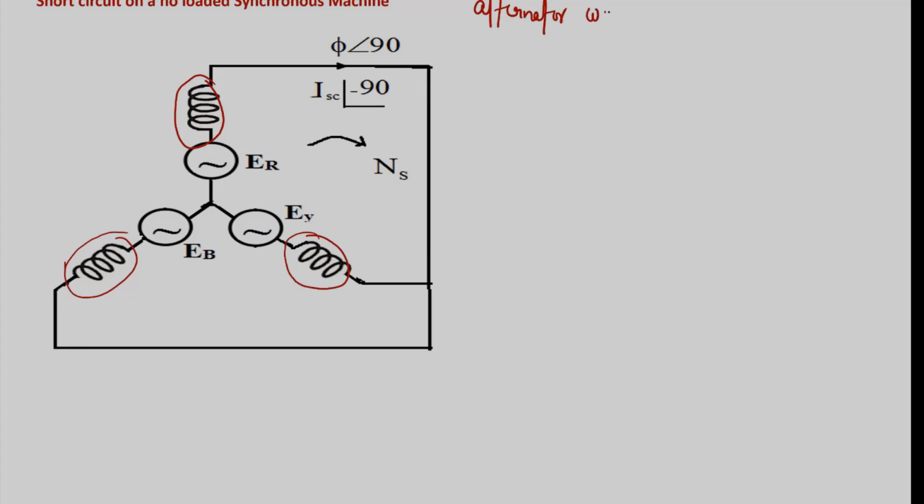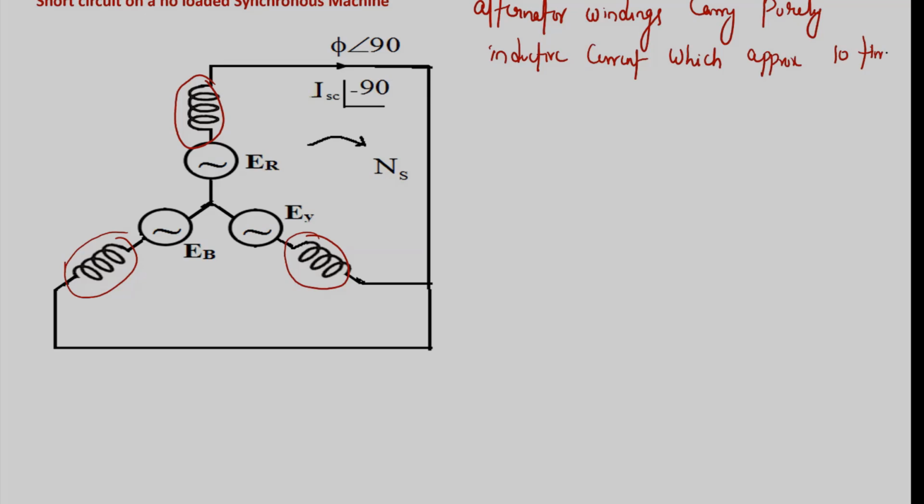So in these circumstances, the alternator windings, that is, the stator windings, carry purely inductive current, which is approximately 10 times the magnitude of full load current. Understand? Such a huge amount of inductive current will pass through the alternator stator windings. So what will be the effect?